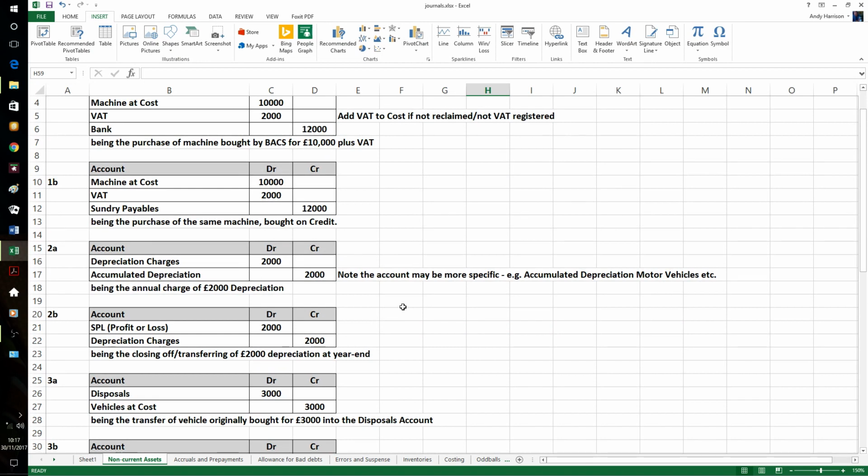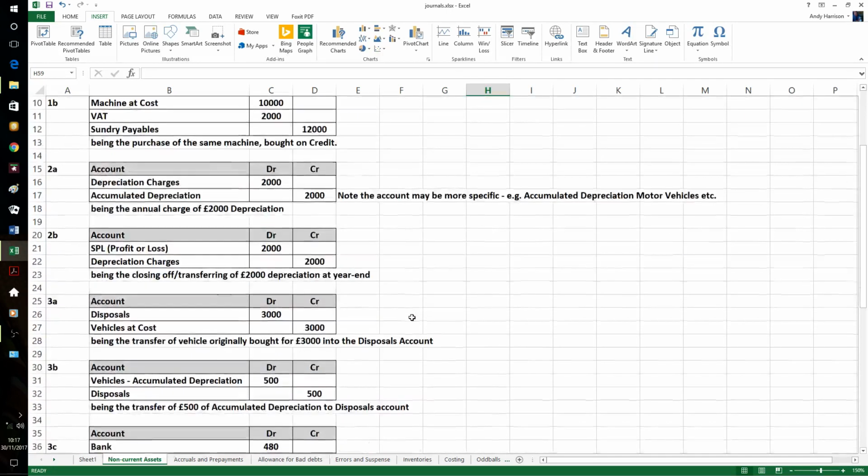And then the next step, we're going to work out and enter our depreciation into our depreciation charge account or depreciation expense account, credit accumulated depreciation, and then at the end of the year we will credit depreciation charges when we transfer close off into our statement of profit and loss.